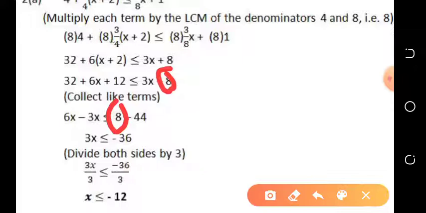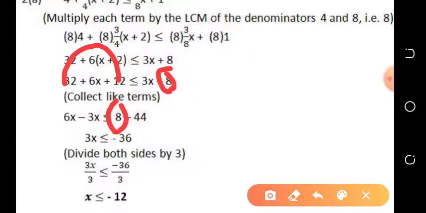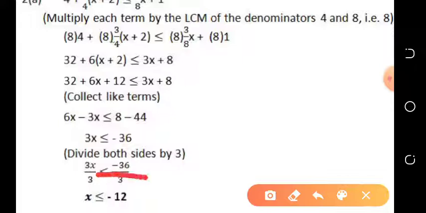Now 32 plus 12 is what? 44. You move 44 to the right hand side, it becomes this minus 44. I hope you can see that. 32 plus 12, you have 44. Now you have 6x minus 3x is 3x less than or equal to 8 minus 44 is minus 36. You divide both sides by 3 and you have your x as less than or equal to minus 12. That's your answer there. I hope you understand that.